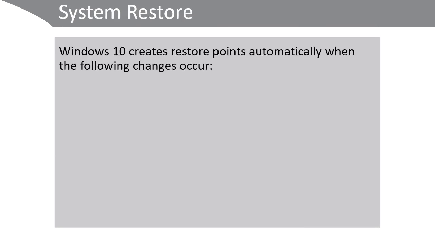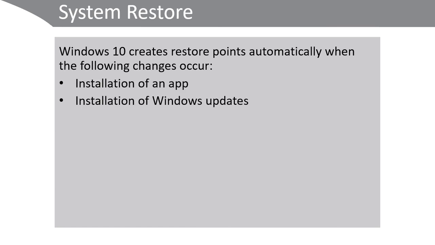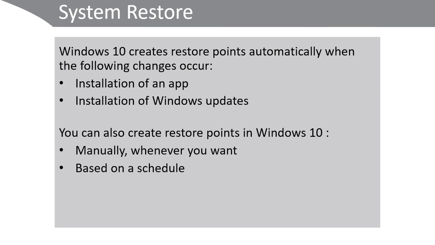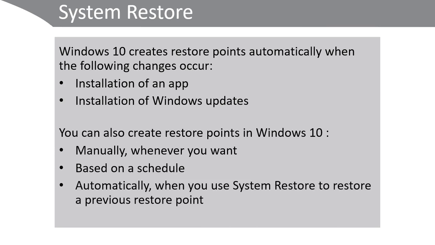Windows 10 creates restore points automatically when the following changes occur: the installation of an app, the installation of Windows updates. But you can also create restore points in Windows 10 manually whenever you want to, or using the Task Scheduler based on a schedule. Automatically, whenever you use System Restore to restore a previous restore point, the computer automatically creates an additional restore point.